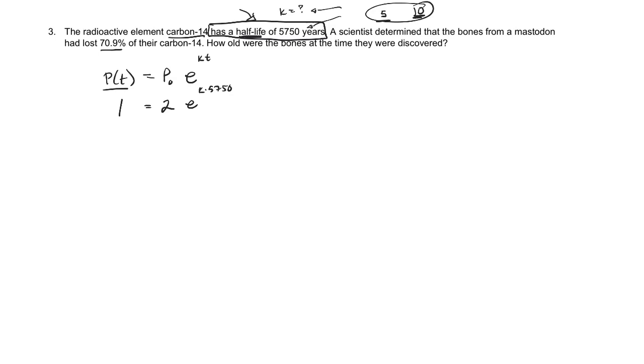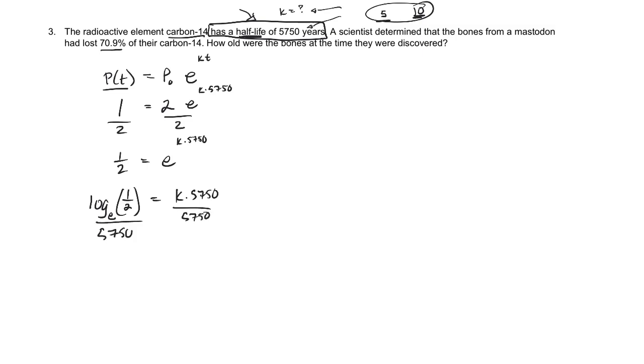Okay, so now I have to solve for k. First thing, divide both sides by 2. So I get a half is equal to e to the k times 5750. Then change it to log form: log base e of a half is equal to k times 5750. And then divide both sides by 5750. Since this is a decay, hopefully my k value is going to be negative.